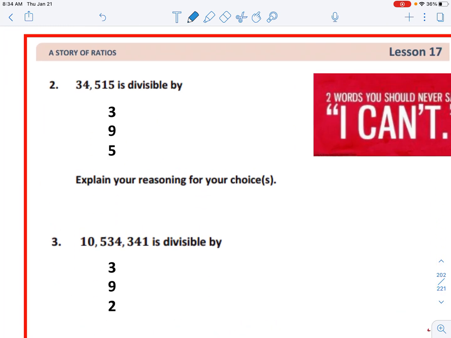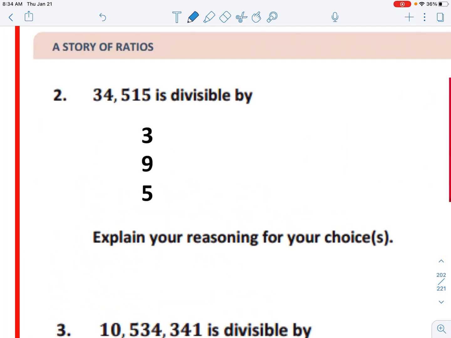Let's look at number 2. 34,515 is divisible by which of these numbers? And it says explain your reasoning. Well, right off the bat, I see that it ends with a 5, so I know 5 is going to be a factor because that's one of the rules. Now, for 3 and 9, we have to add up the digits to see if we are divisible by 3 or 9.